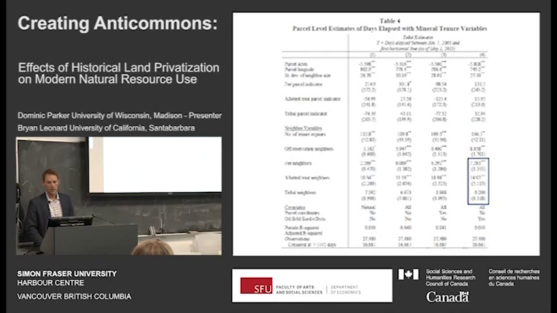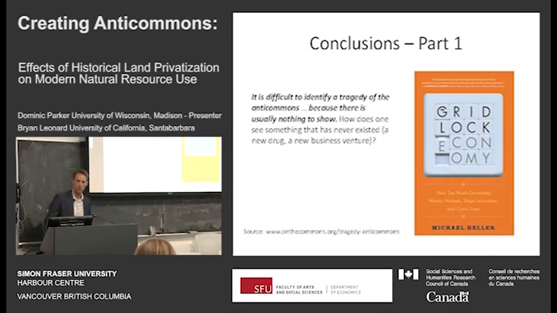So that's what we have so far. It's a summary. There's more data work in the paper and some other things that are still in progress. In terms of our conclusions, I'll just point out in this literature on anti-commons, Michael Heller wrote this book in 2008, and he thinks anti-commons are everywhere. They're affecting land, they're affecting resource use and gridlocks everywhere.